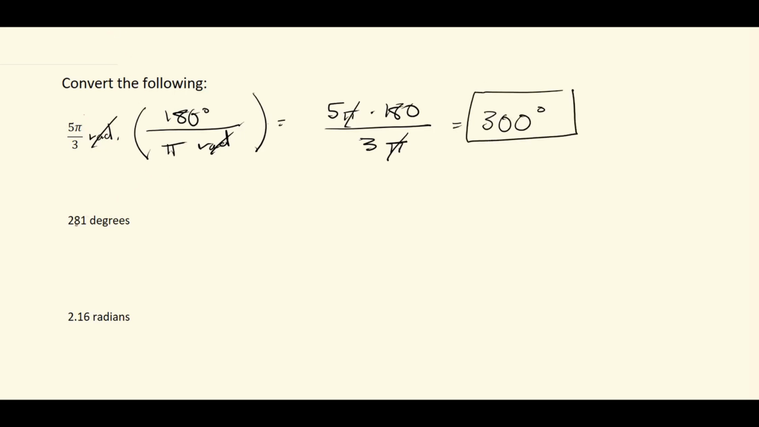All right, the next one is 281 degrees. So this time we're going to put 180 degrees on the bottom. Degrees cancel out. And pi radians on the top. 281 times pi divided by 180 approximates to 4.90 radians. And we used our calculator for that.